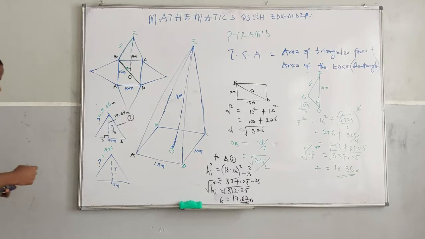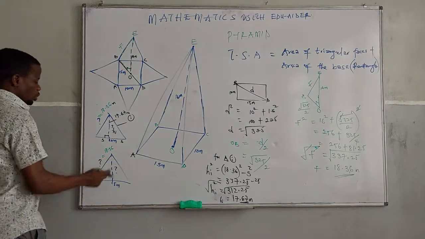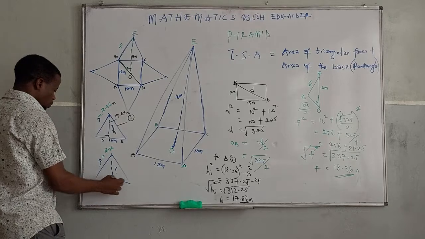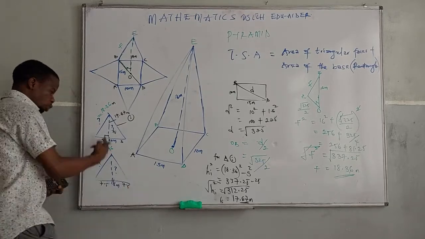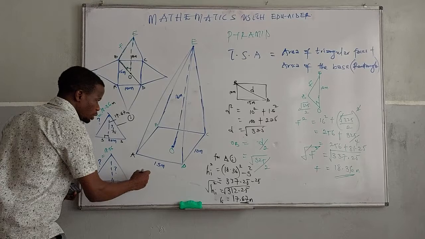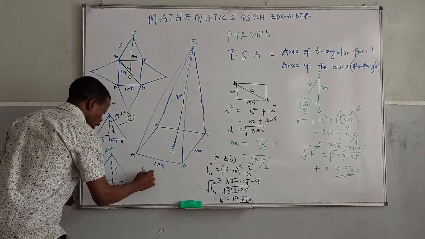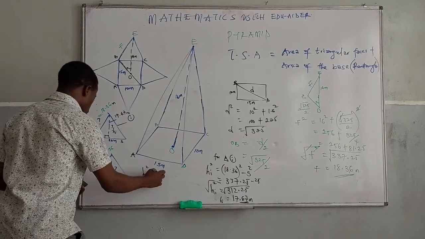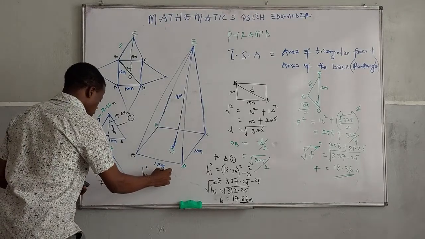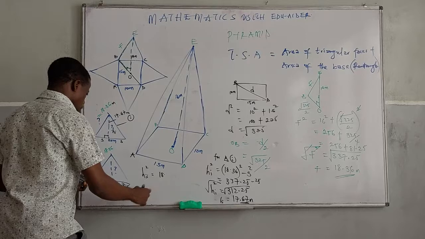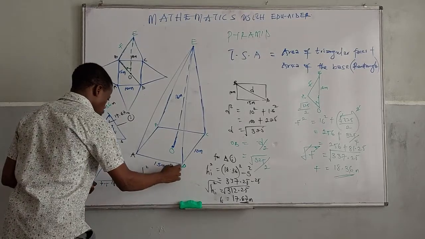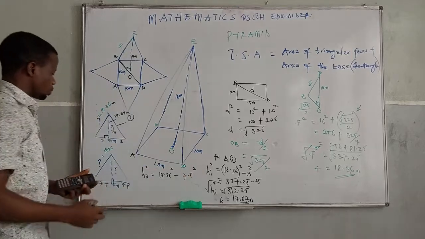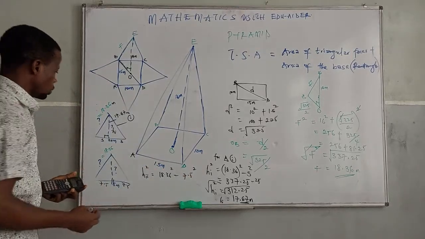Right? Let's look for the height of this one. You can find the height of this. This one will be 7.5. 7.5. So we can easily find the height. Let me look for it here. So we have h2. So h2 squared should be equal to what? 18.36 squared minus 7.5 all squared. Right?